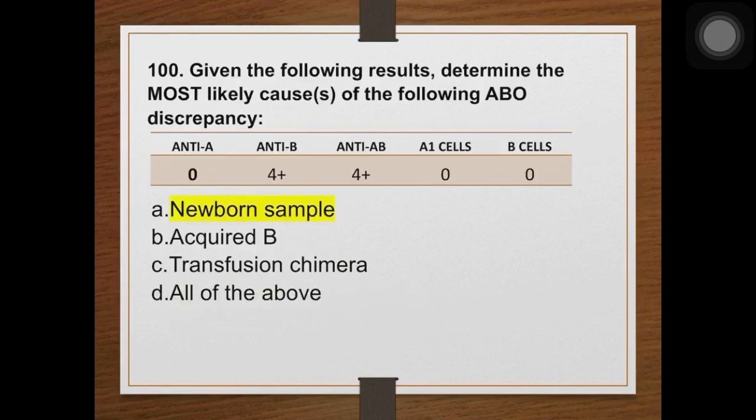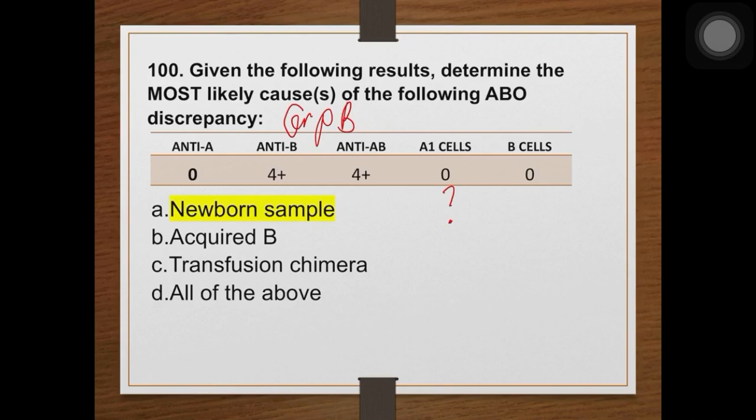Number 100. So forward grouping, siya po ay group B. So remember, may reaction with anti-B, so expected na may reaction with anti-A. Pero pag group B po tayo, meron po tayong anti-A. So dapat may reaction with A cell.